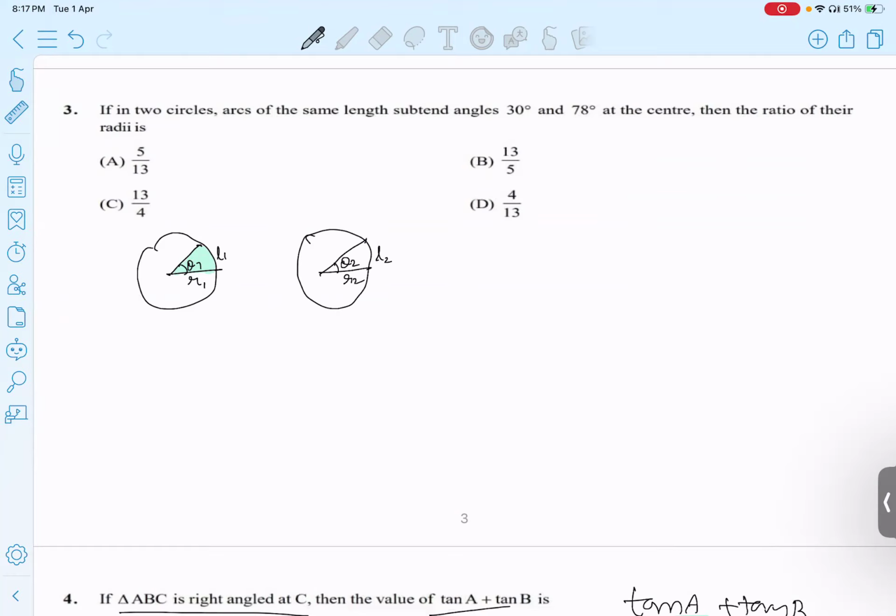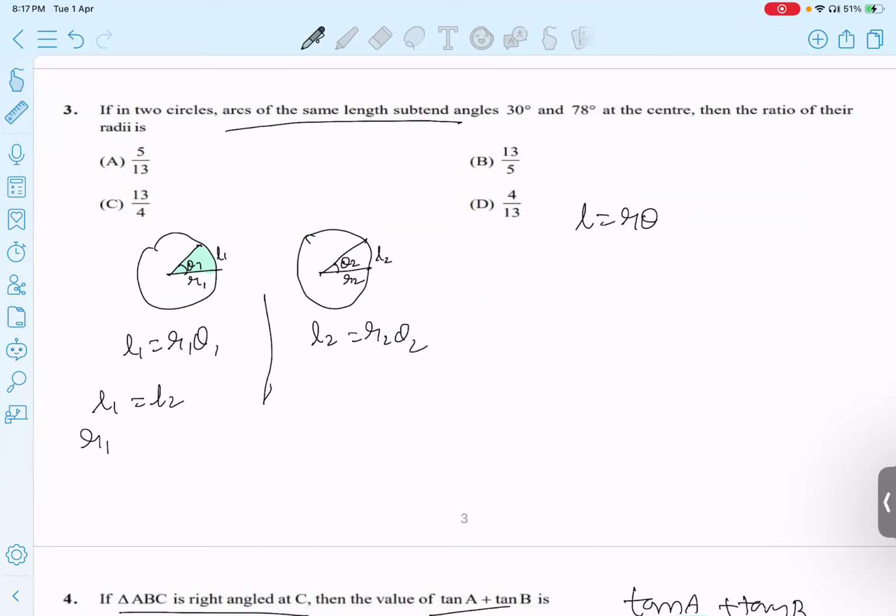Now we know that L is equal to R theta. So L1 will be R1 theta 1, and L2 will be R2 theta 2. What is the data they have given? Arcs have the same length, that is, L1 is the same as L2. R1 theta 1 is the same as R2 theta 2. On simplifying, by cross multiplication, we'll get theta 2 by theta 1. So 78 degree, this is 30 degree. This is R theta 1, this is R theta 2. 78 by 30.